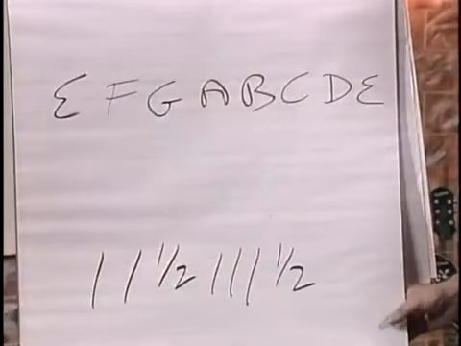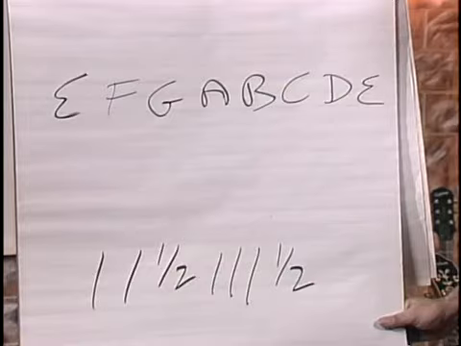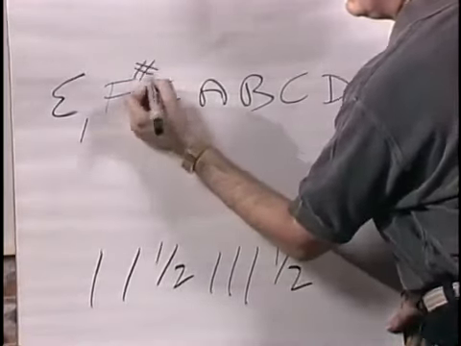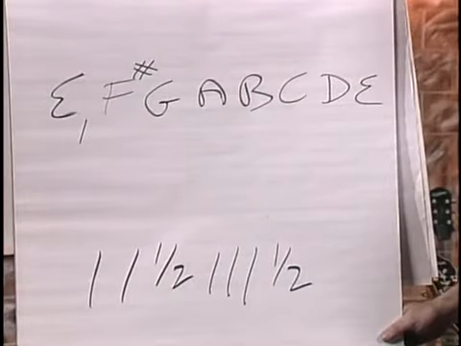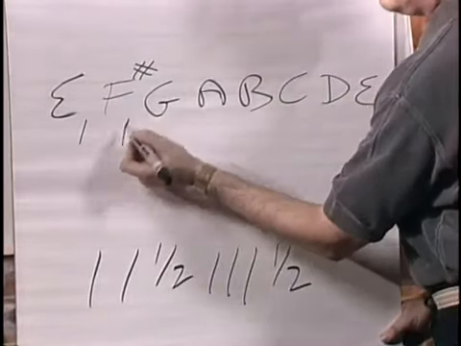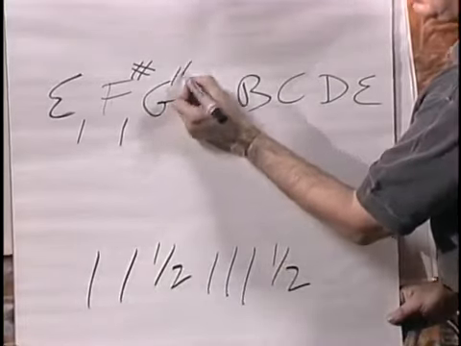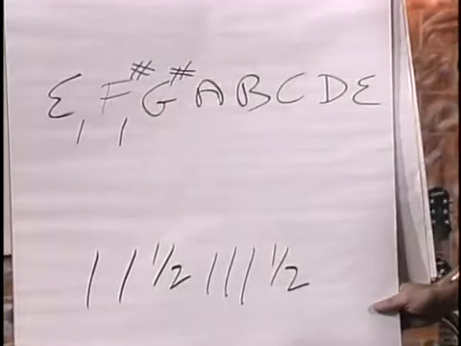E to F. Those are the natural half steps, right? So we need a whole step. F becomes sharp. Now we need another whole step. F sharp to G is only a half. Let's make it a G sharp.